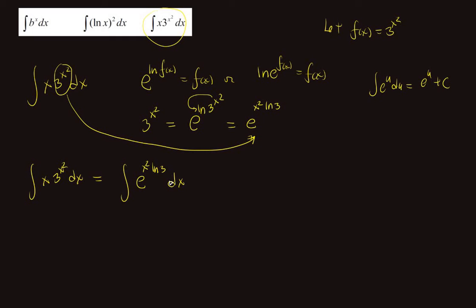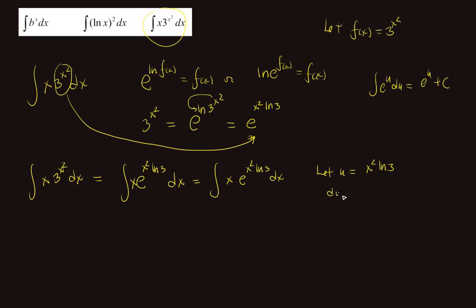Now, oh well, I'm missing something. I'm missing the x. Sorry about that. Let's rewrite it here so it makes more sense: the integral of x e to the x squared natural log of 3 dx. And here now we use integration by substitution. Let u be equal to x squared natural log of 3.